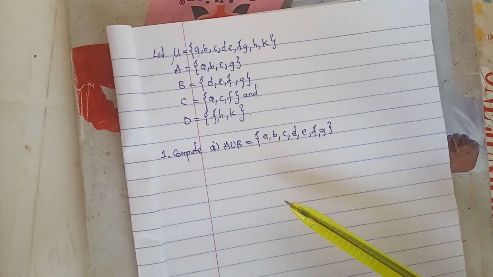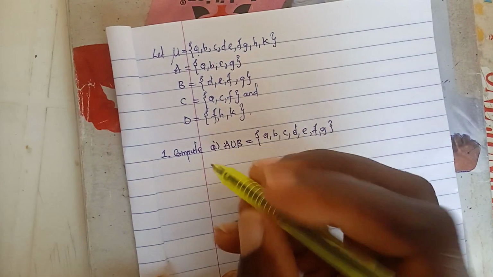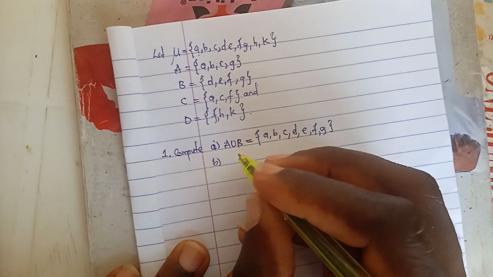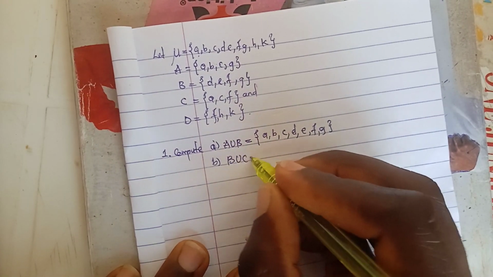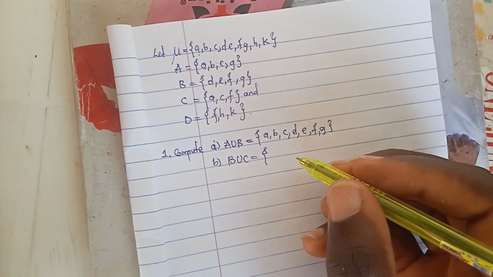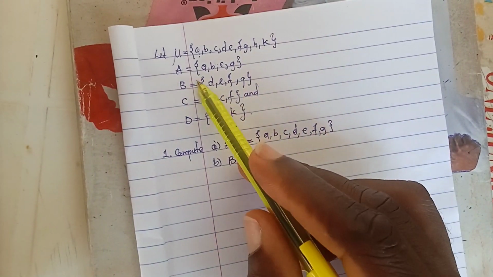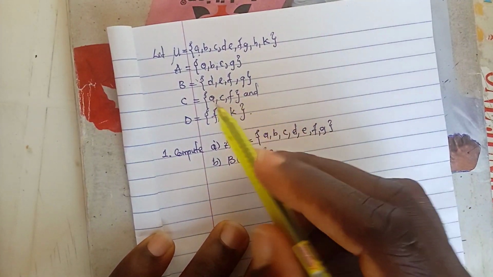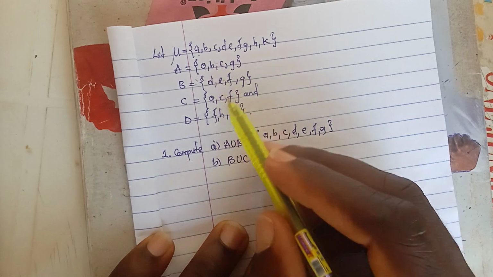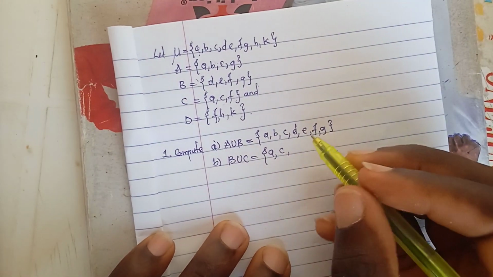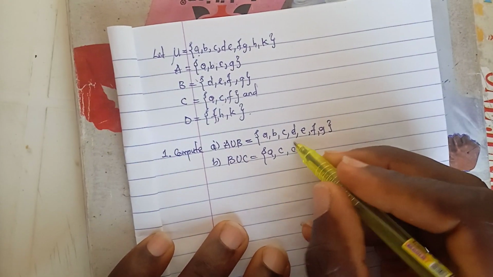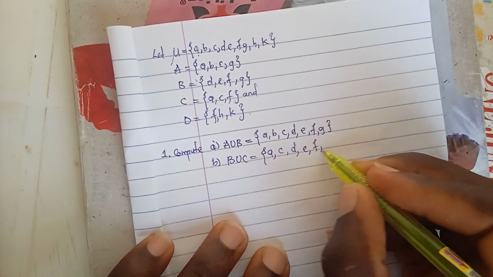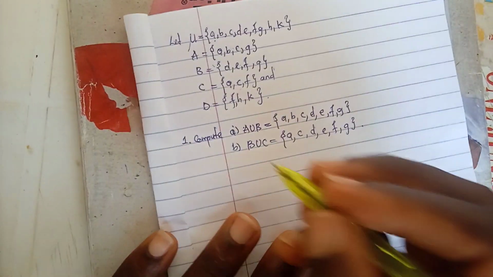Now let's check another one. Let's look into B union C. In a similar way, B union C is going to be the combination of B here and C. We'll have, if we arrange it in alphabetical order, A, C, since there is no B, D, E, F, and G.